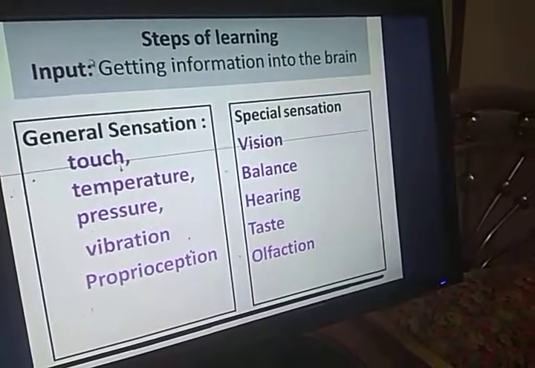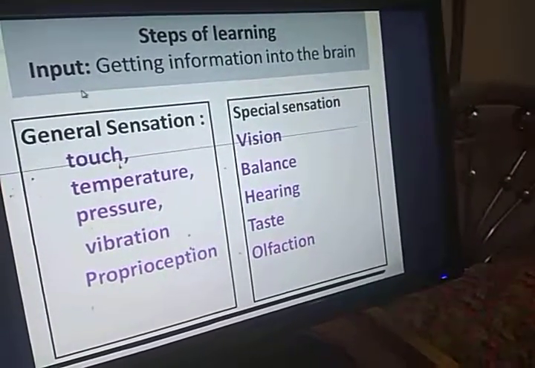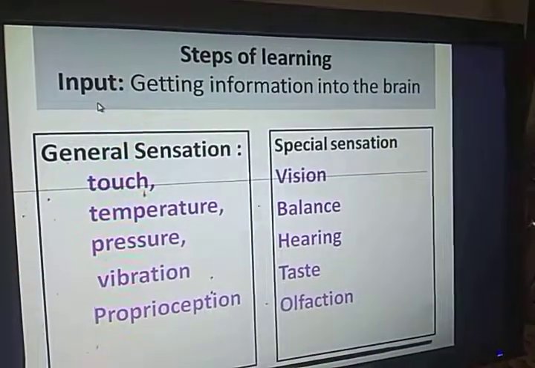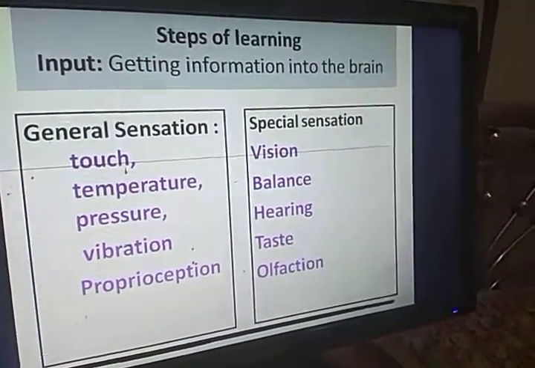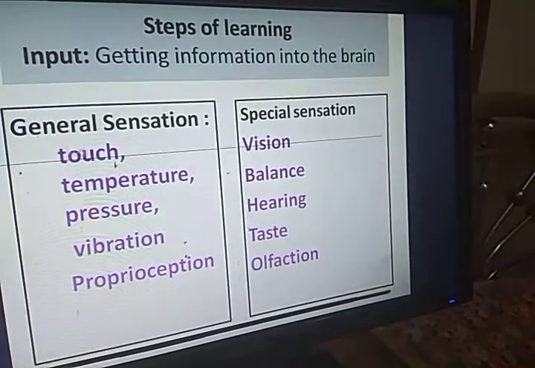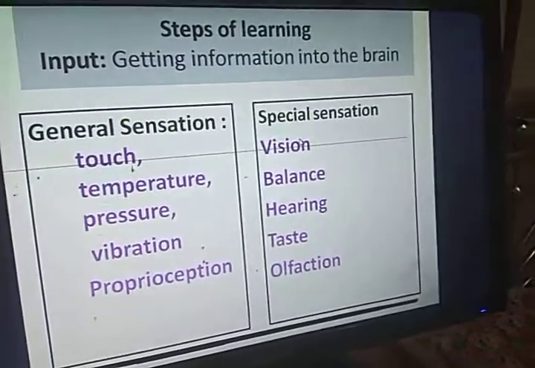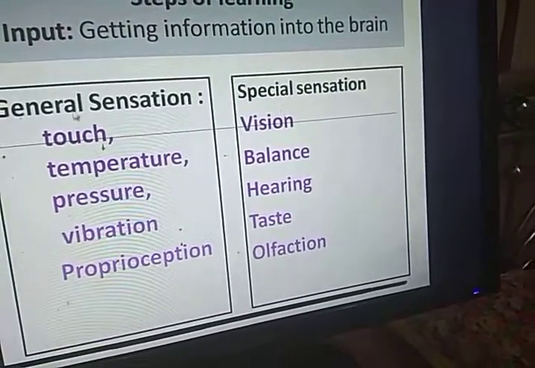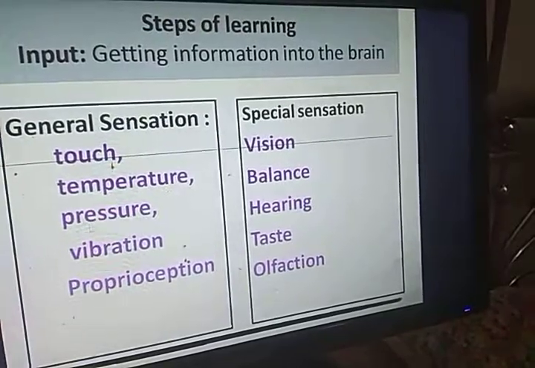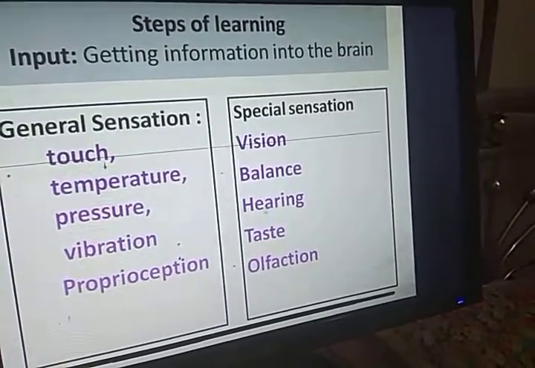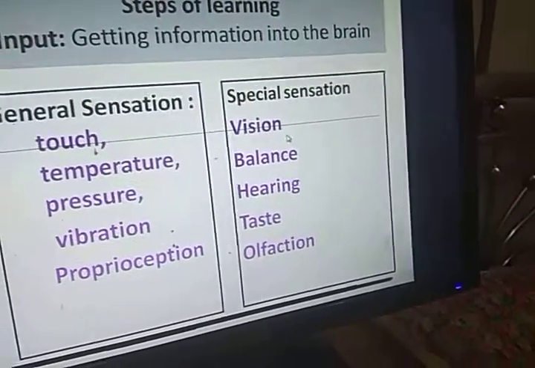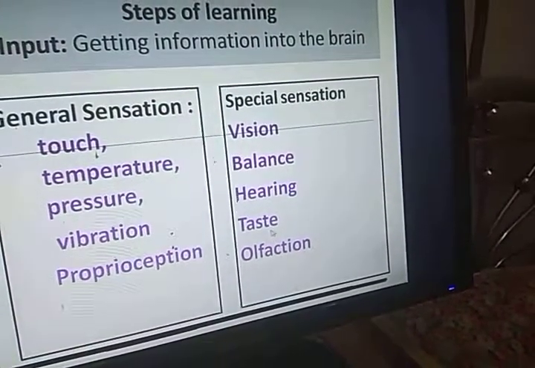So, first, I would like to discuss input. Input means getting information into the brain. What type of information is getting into the brain? General sensation and also special sensation. Within general sensation: touch, temperature, pressure, proprioception, and vibration. And within special sensation: vision, balance, hearing, taste, olfaction.